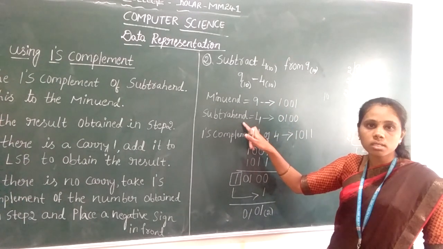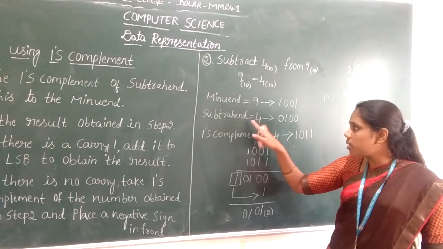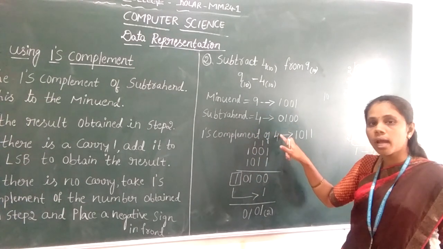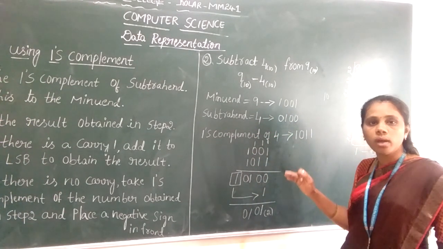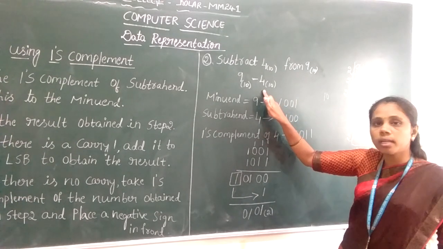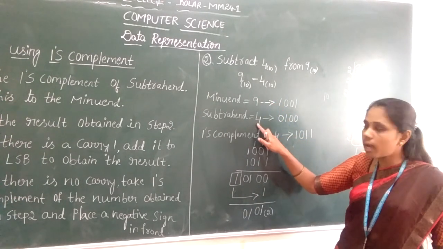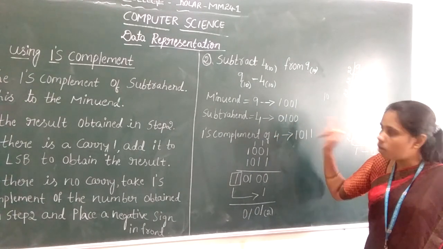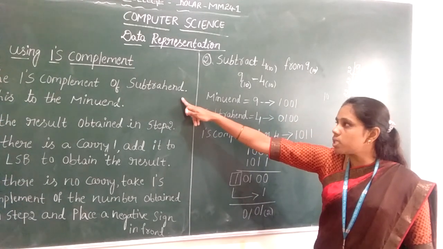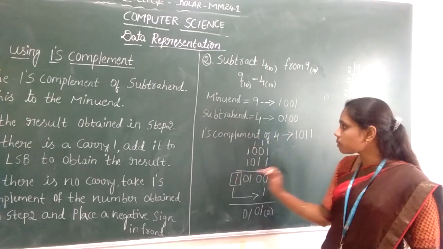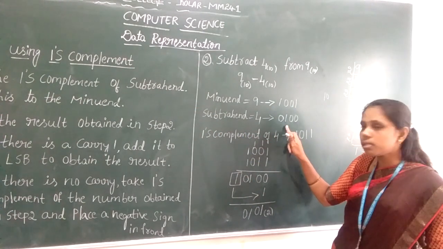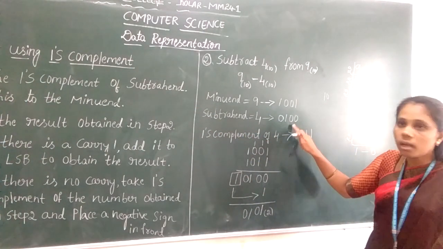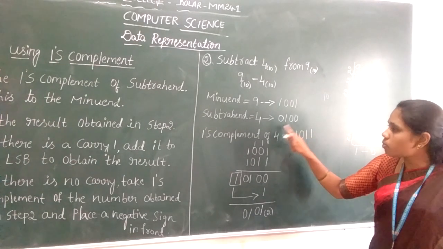Next write which is the subtrahend. So subtrahend here is 4. Subtrahend is nothing but the number which we are subtracting. Here we are subtracting 4 from 9. The binary value of 4 is 0100. Next find out the ones complement of the subtrahend. Here 4 is the subtrahend and its value is 0100. Now find out its ones complement.